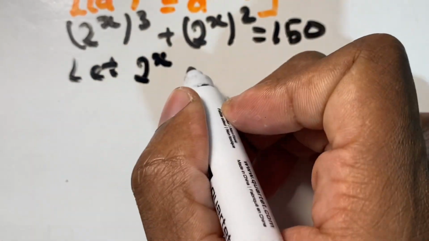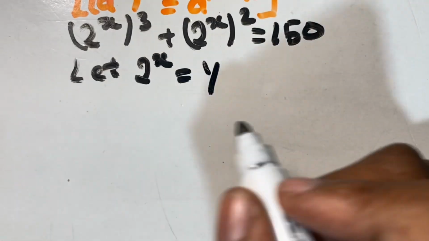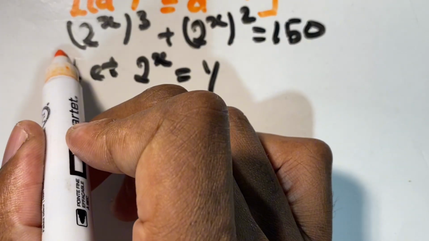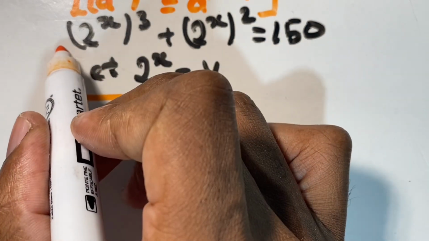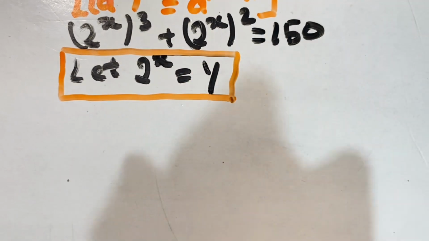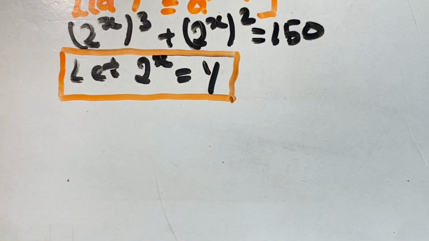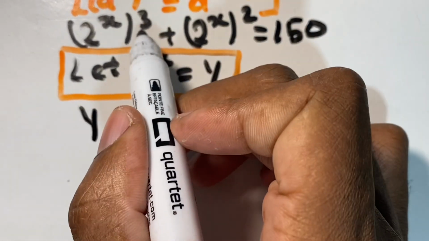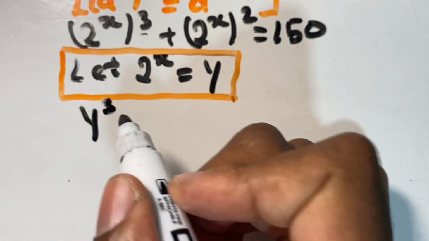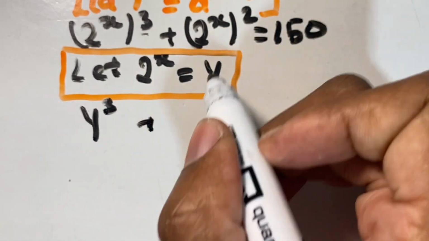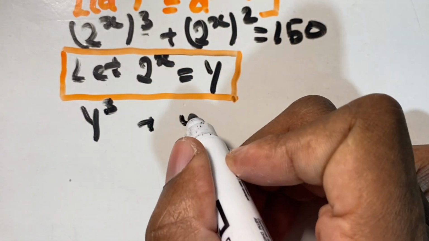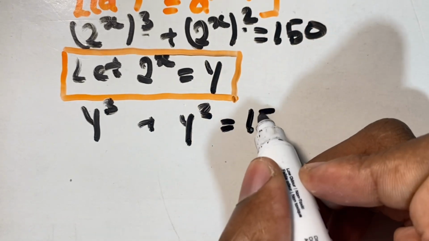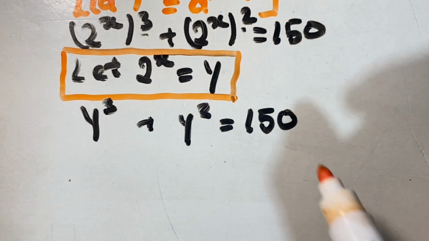And now from here we say let 2 to the power of x be equal to y. So we will be using our y variable to substitute for the value of 2 to the power of x. You will see how this comes in neatly as we continue to solve our problem. Now this takes us to the point where we have y cubed plus y squared, so we take the powers of 2 to the power of x in both situations. So we have y cubed plus y squared is equal to 150.